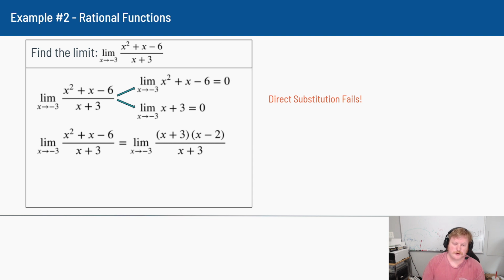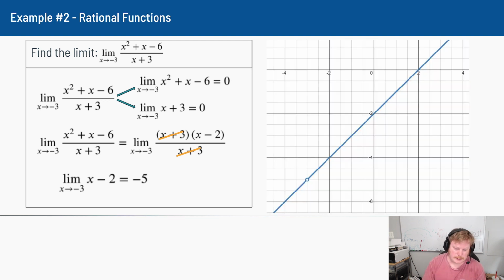But that numerator does factor. And we can cancel a factor in the numerator with the denominator and see that this function is equivalent to the line x minus 2, but there's a hole at x equals -3. However, the limit of this function evaluates to -5.